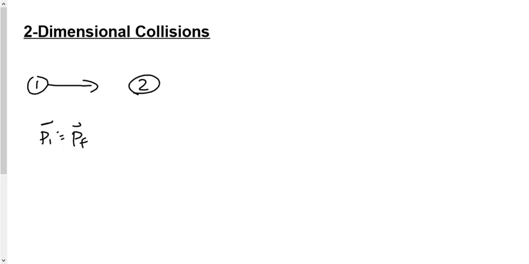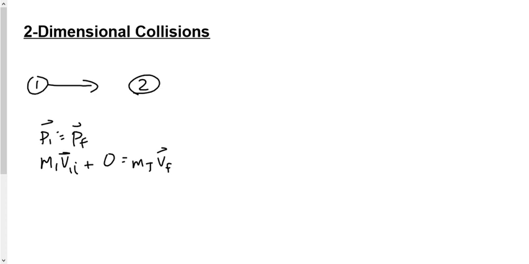We'd say M1 V1I plus, if object number two is at rest, we could say M2 V2I, or we could just say 0, equals, if they stick together, MT times VF, right? Nothing new there. We've been doing that for a couple of days now. This is just a simple, straightforward collision. One object is at rest. They stick together. They head off as one. M1 V1I plus 0 equals MT times VF, right?